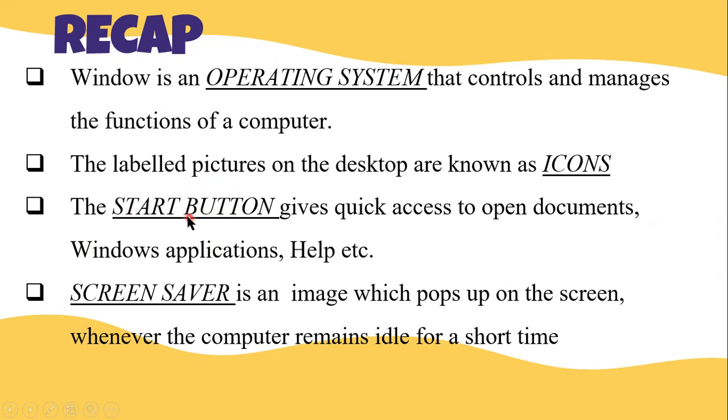So what does the start button do? It gives us quick access to open documents, Windows applications, help, and so on. Whatever is inside the computer system, in the start button, we can see everything. Exactly. Now, do you remember the other one, the change of images? What is that called? Yes, very good. Screensaver. It's an image which pops up on the screen whenever the computer is idle.